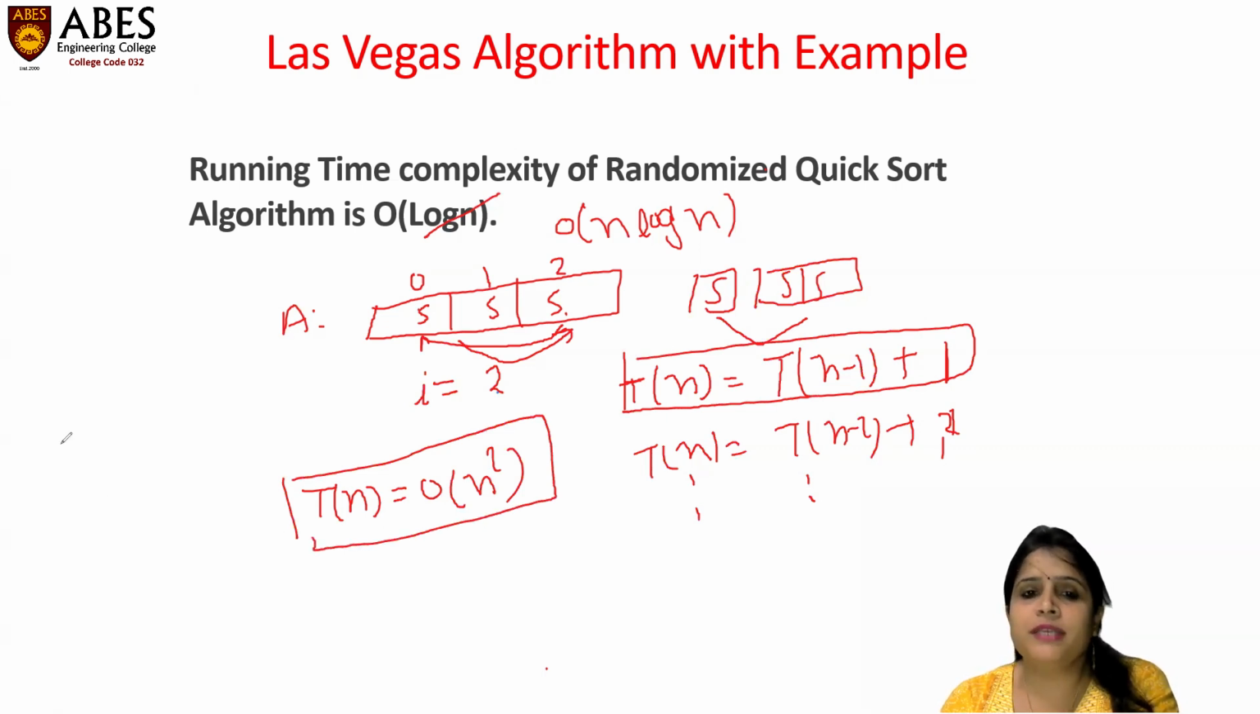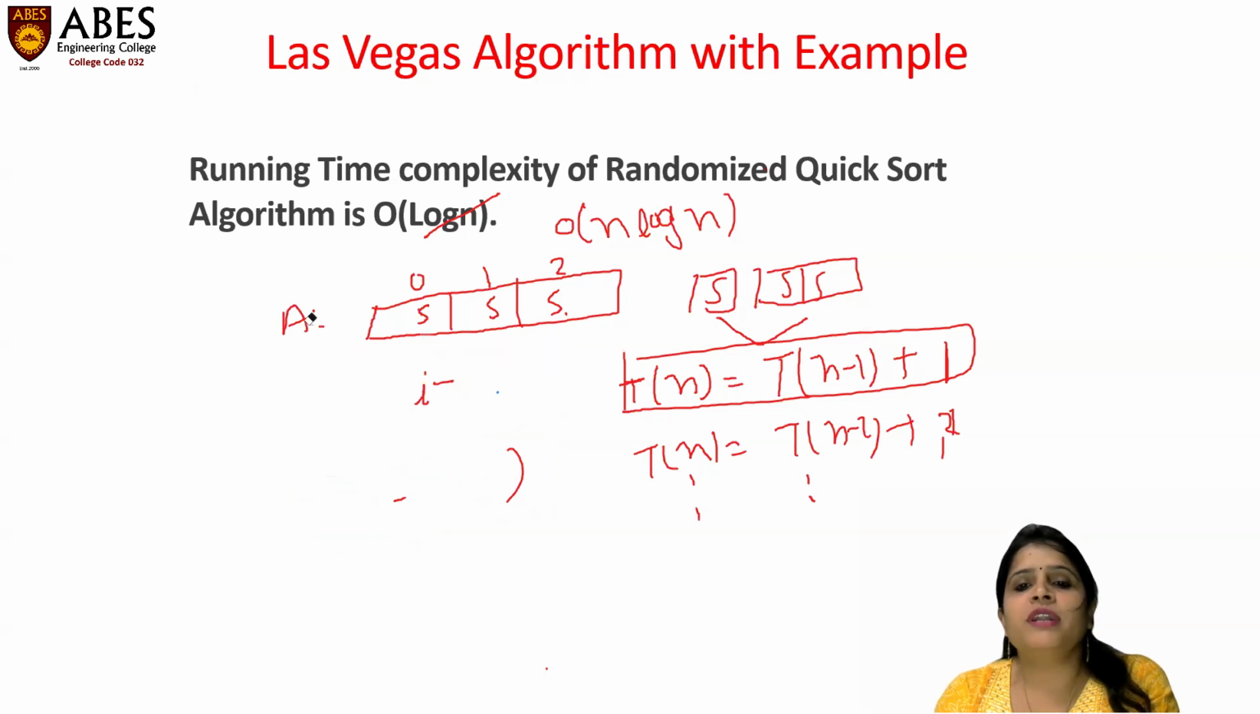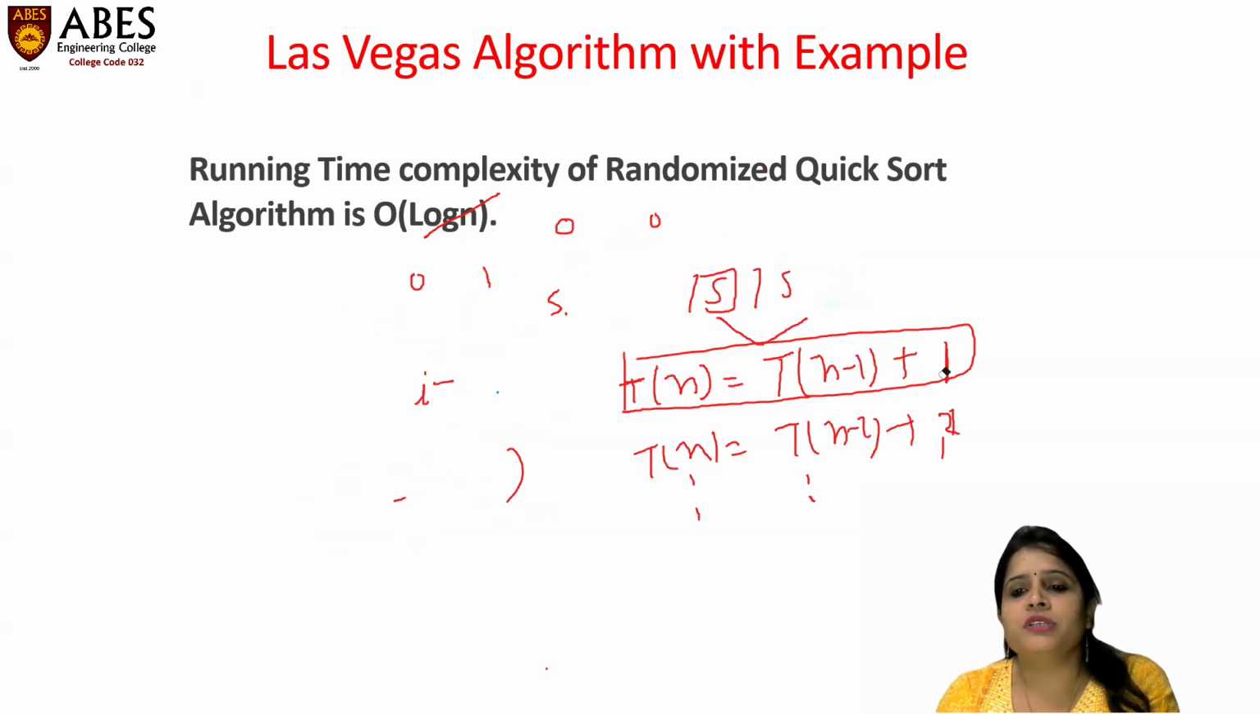So if I am talking about the worst case time complexity, worst case means the array is already sorted, or the array is in reverse order. The time complexity of randomized quicksort is order of n log n, and normal quicksort is order of n square. But there is only one case in randomized quicksort where all the elements of an array are the same. Then only randomized quicksort will take order of n square computation.